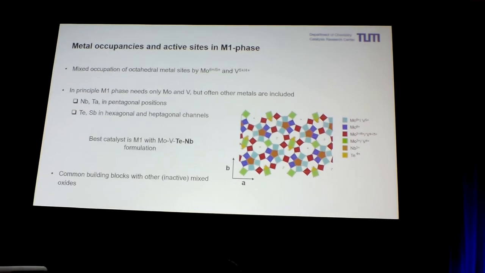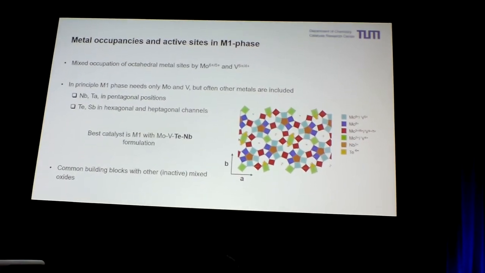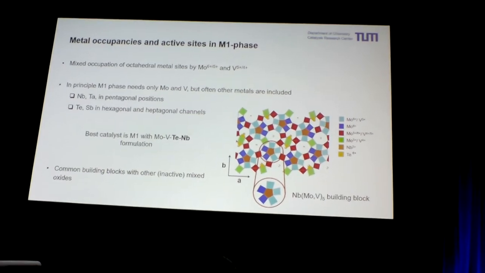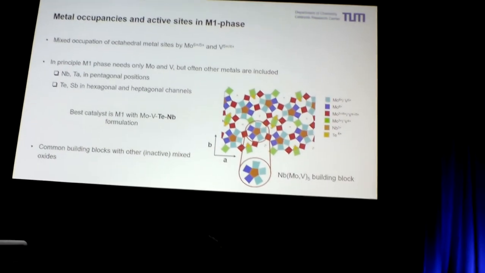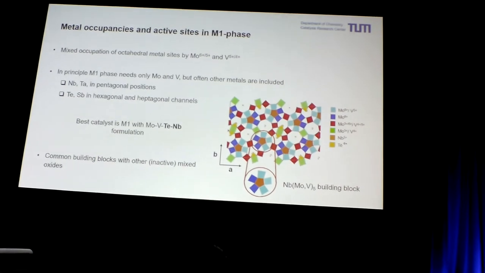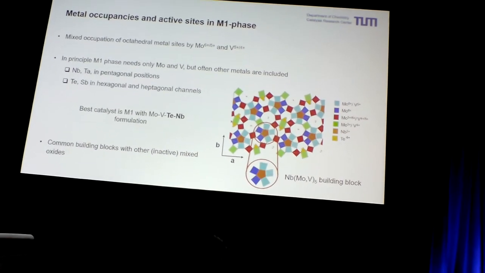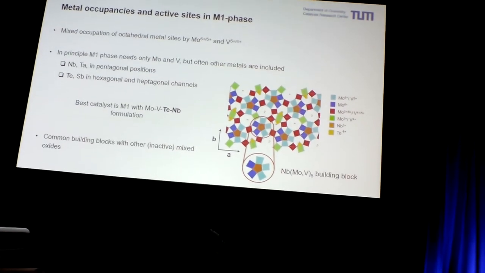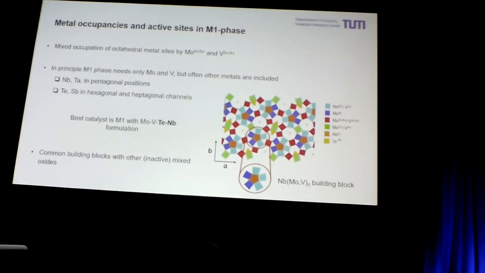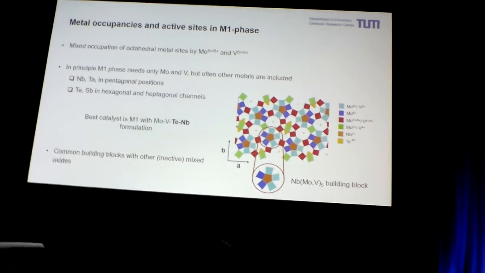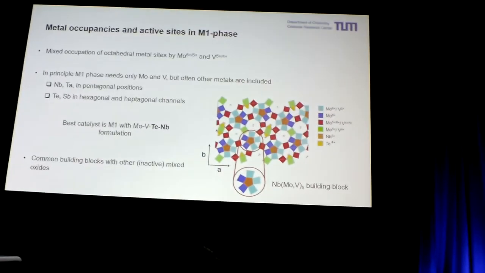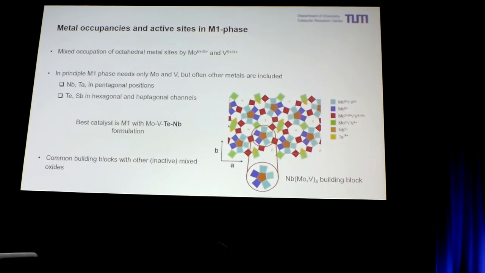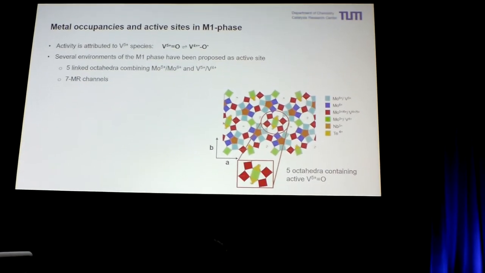So these pentagonal bipyramids are surrounded by five metal oxide octahedra, forming sort of a pentagonal flower. And what you need to keep in mind is that this building block is also found in other molybdenum oxides that are inactive for this reaction, and it is well known that this is not the active site. Okay, so what is the active site?